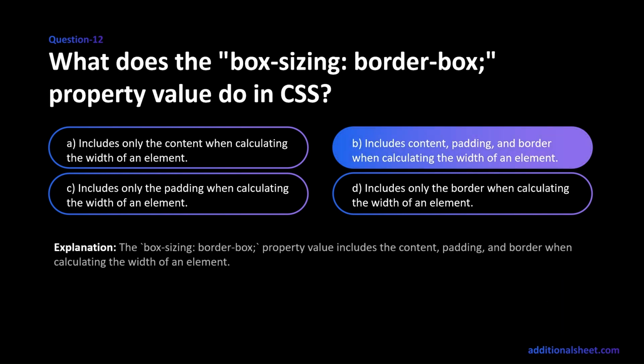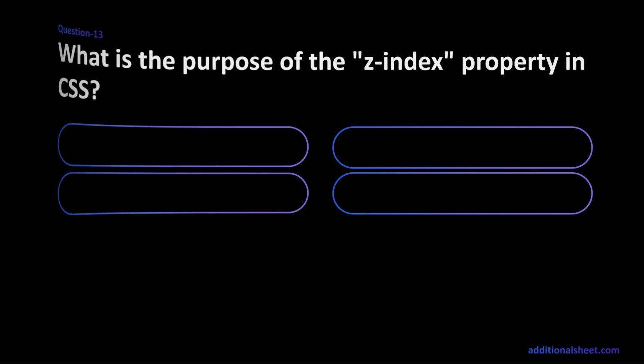Correct answer is option B. The box-sizing border-box property value includes the content, padding, and border when calculating the width of an element.